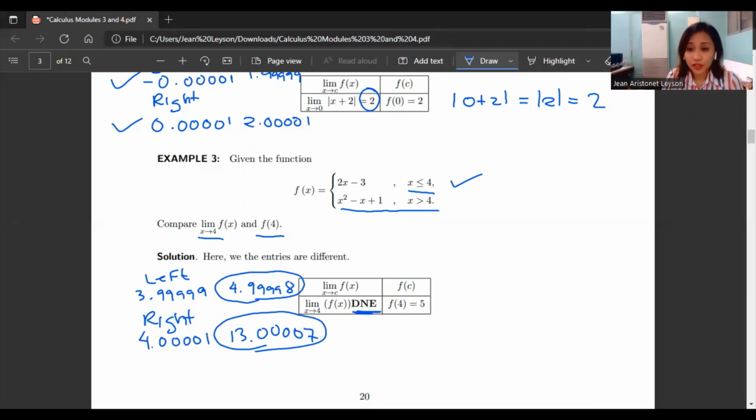Now, solving for the value of f of c. We will be using the first part of the function since that states that x is less than or equal to 4. So that's 2 times 4 minus 3. That is 8 minus 3, which is 5. Therefore, the limit of the function as x approaches 4 and f of 4 are not equal.